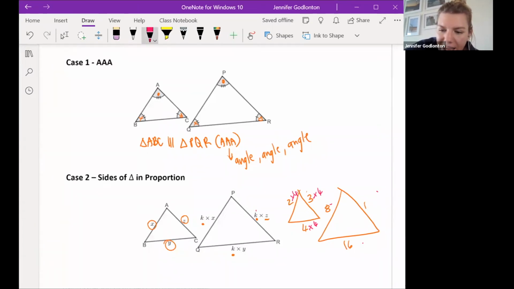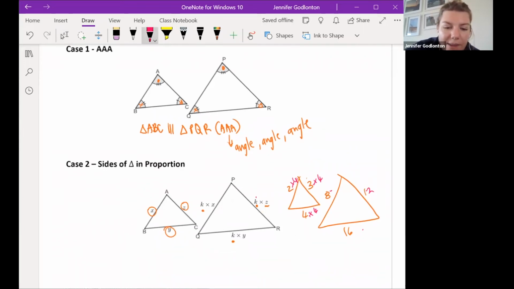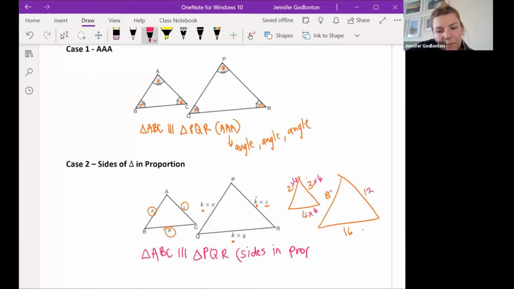If I had like a 10 chilling over there, 3 times 4 is not 10. And so in that case, these are not similar triangles, and I wouldn't be able to say that they're similar. So I have to be able to multiply all of my sides by the same amount in order for them to be similar. Okay. And then I would be able to write triangle ABC is similar to triangle PQR. And this reason is a bit of a schleb to write out, but we write sides in proportion.